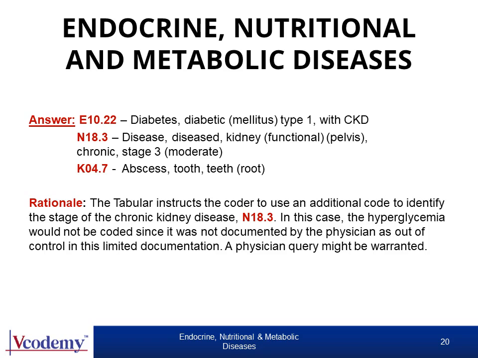So rationale is the tabular instructs the coder to use an additional code to identify the stage of the chronic kidney disease. So here it is N18.3. In this case, the hyperglycemia would not be coded since it was not documented by the physician as out of control in this limited documentation. So a physician query might be warranted. When you have a doubt with the documentation, always you can query the physician. Hope all of you got this answer correct.